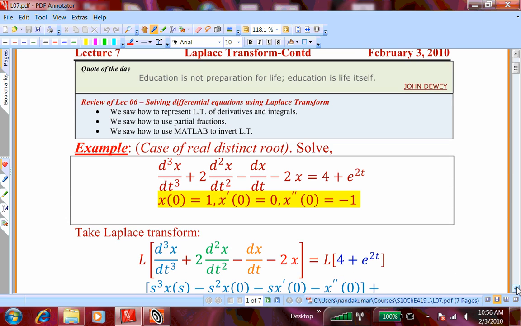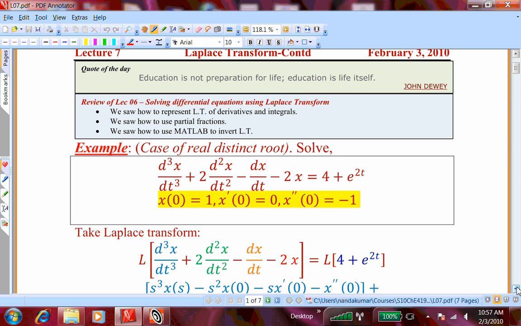Okay, any questions so far on Laplace transform or anything that you have seen so far? So, in the last lecture, we saw how to represent derivatives, the Laplace transform of derivatives, and how to solve differential equations using the Laplace transform. So we have seen that it converts the problem from a differential domain into an algebraic domain.